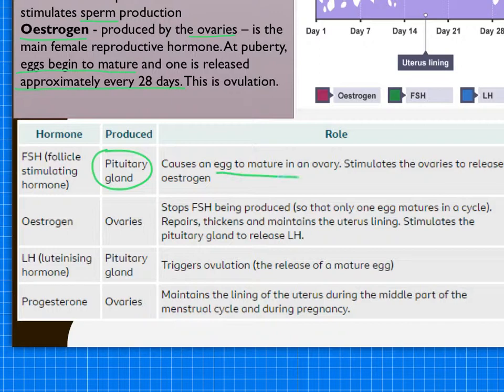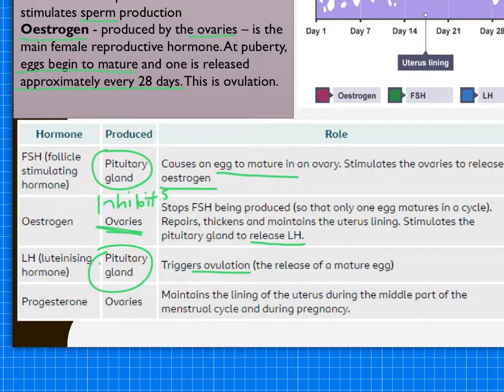It causes the egg to mature, and it stimulates the ovaries to release estrogen. Now, estrogen is made in the ovaries, and it stops, or a better word is inhibits, FSH being produced, so that only one egg matures in that cycle. It also repairs, thickens, and maintains the uterus lining, and it stimulates the pituitary gland to release LH. So LH, made in the pituitary gland, the master gland, triggers ovulation. Ovulation is the release of a mature egg.